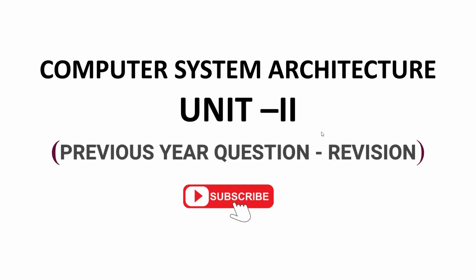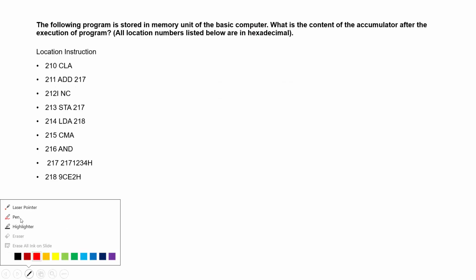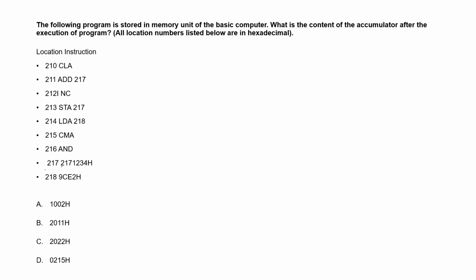Now let's move on to the question. This is a very important question on microprocessors. The following program is stored in the memory unit of the basic computer. What is the content of the accumulator after the execution of the program? Here you can see first 210 is CLA. CLA means clear accumulator. 211 is ADD 217, which means it will fetch the value at 217, which is 1234. So 1234 will be added.